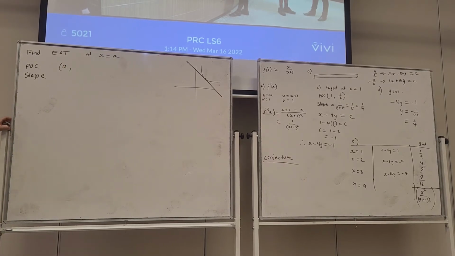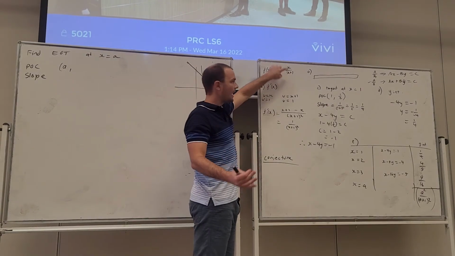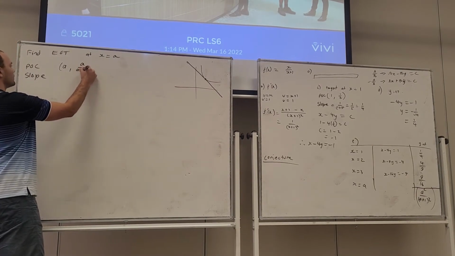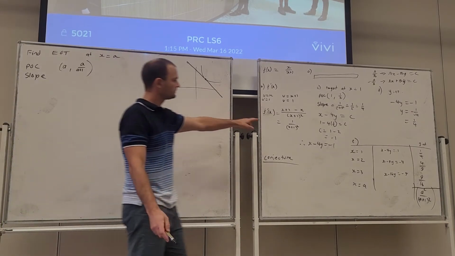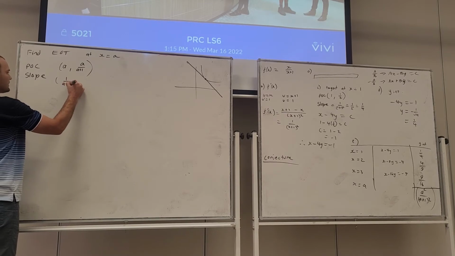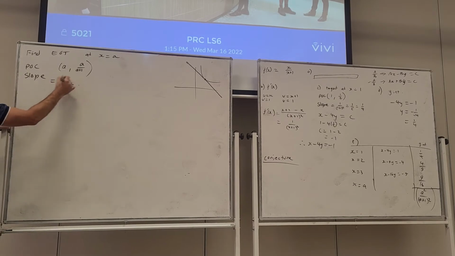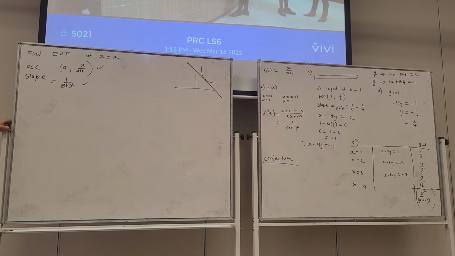The y value, what's the function? x on x plus 1. So the y value will be a on a plus 1. Okay, the slope, we've already got the slope function. That's this one here. So the slope then is going to be 1 on a plus 1 squared. Alright, so we've got the point of contact, we've got the slope just by substituting those into the function and the derivative function respectively.